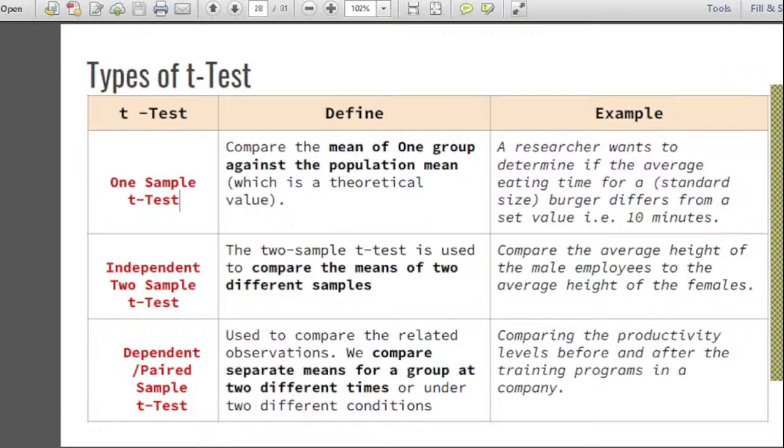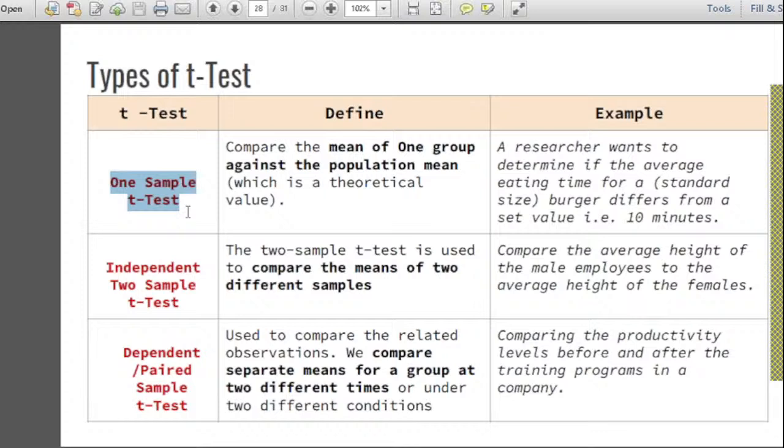Okay. T-tests. There are three types of t-tests that we will do, right? One sample t-test. In a one sample t-test, I'm going to compare the mean of one group, meaning the mean of one sample, against the population mean. Okay, so this is called a one sample t-test. Again, notice you are comparing two sets of data.